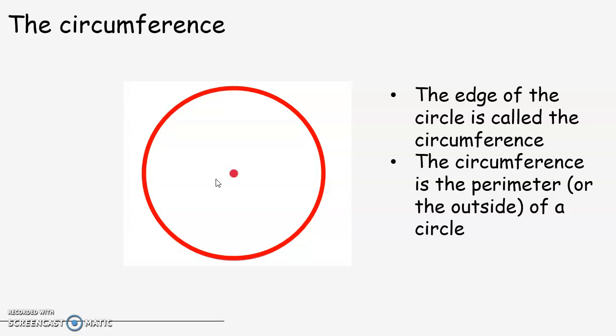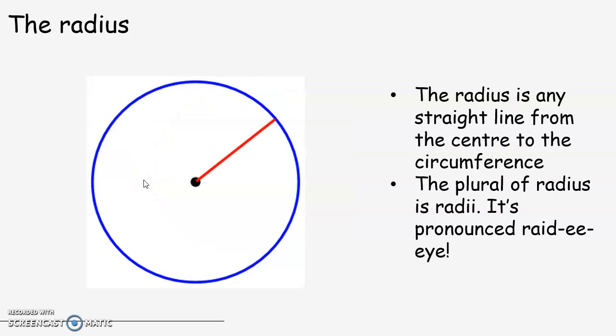The circumference then is the edge of my circle. So in 2D shapes, you might learn about the perimeter of a shape, which is the edge of the shape. Well, that's exactly what a circumference is, except it's for the circle. So you'd call the edge of your circle the circumference. All right? The radius then is any straight line that goes from the center point to the circumference. And if you have more than one radius, it's pronounced radii.